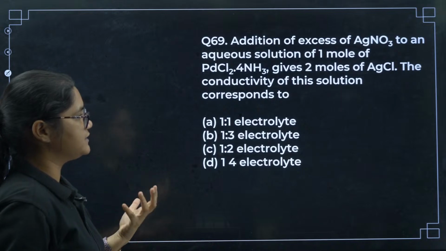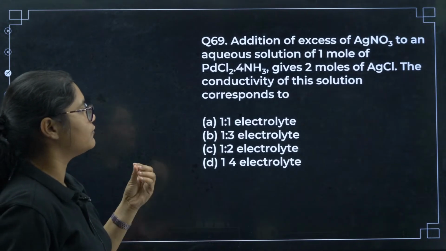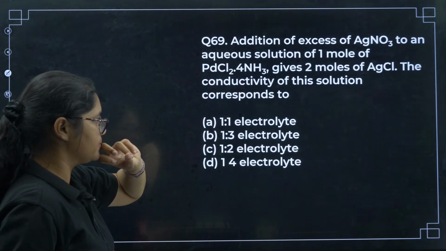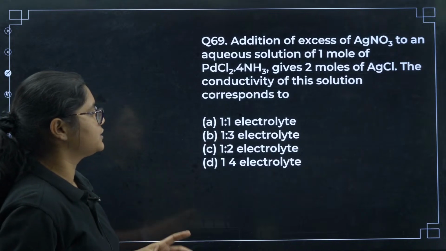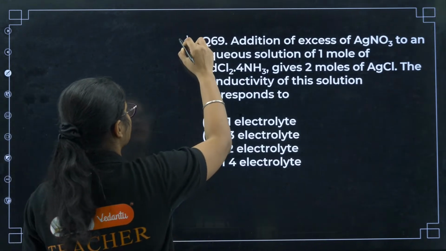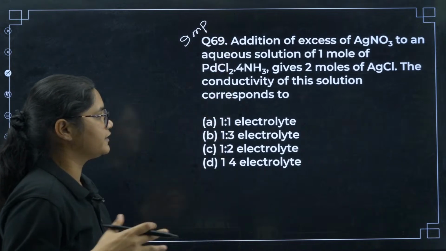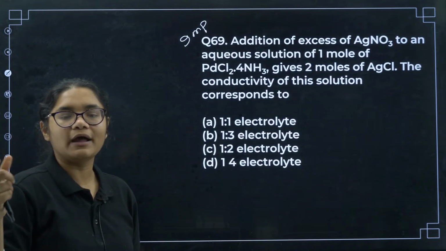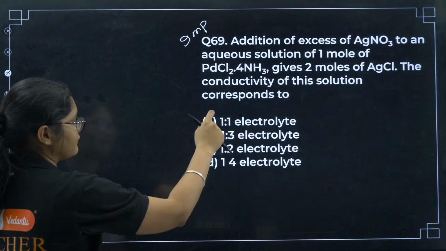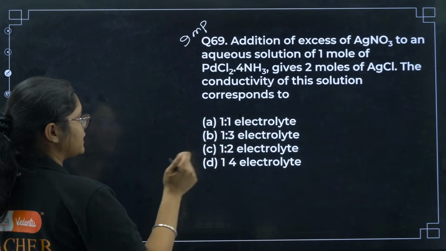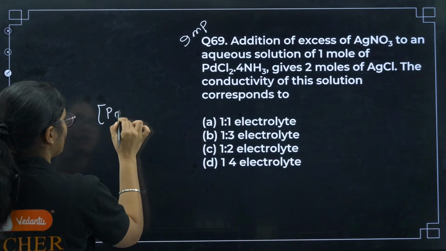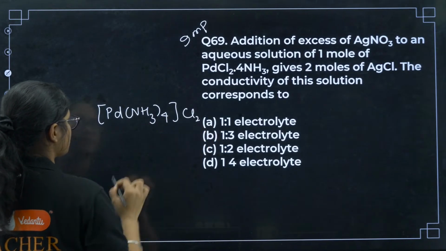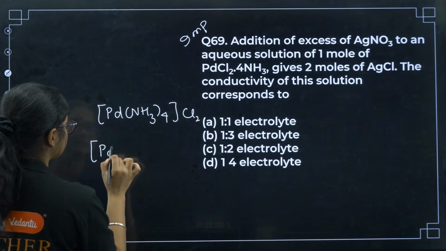Addition of excess of AgNO3 to an aqueous solution of 1 mole of PdCl2.4NH3 gives 2 moles of AgCl. The conductivity of this solution corresponds to? So this is also an important question. When you say the conductivity of this solution corresponds to, it is about what cation to anion ratio will come. If 2 Cl will definitely be outside, because we are getting 2 moles of AgCl, so this must be the structure.